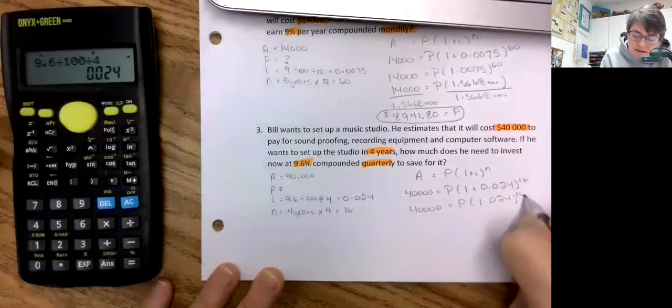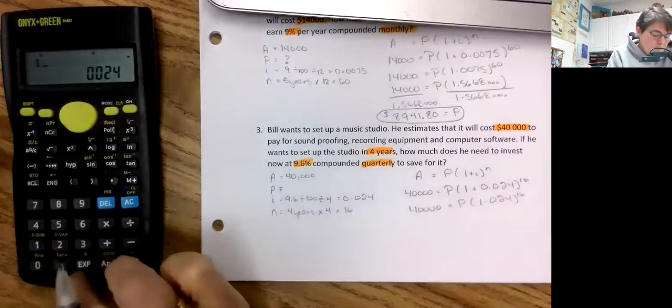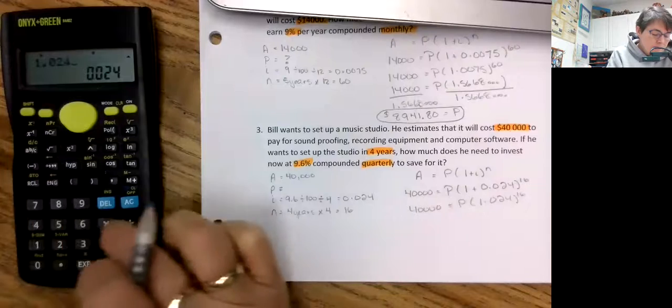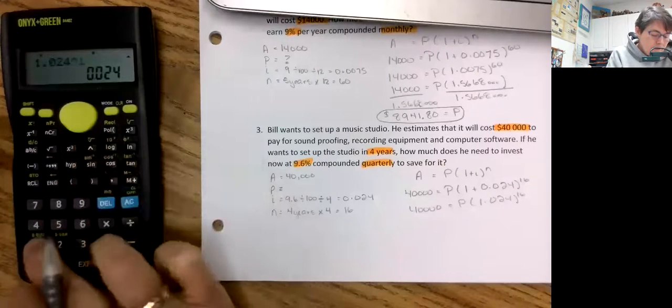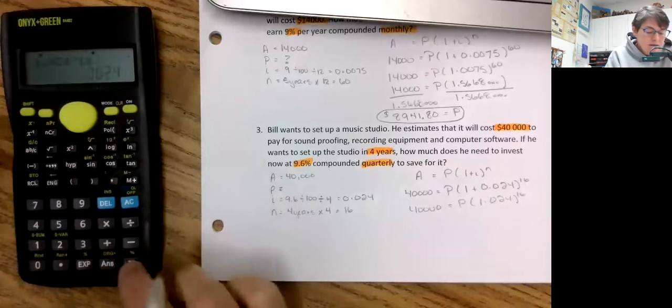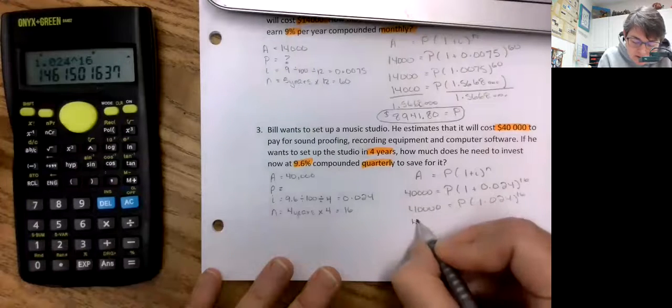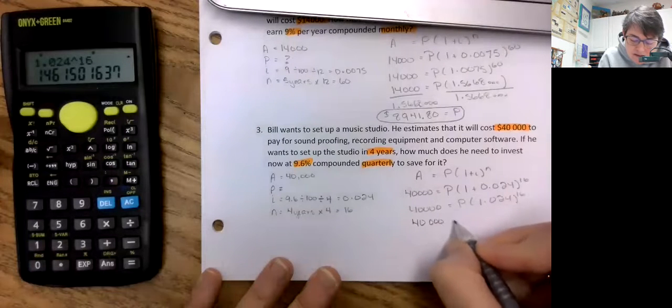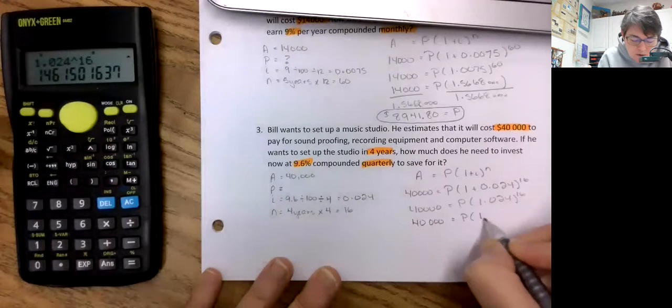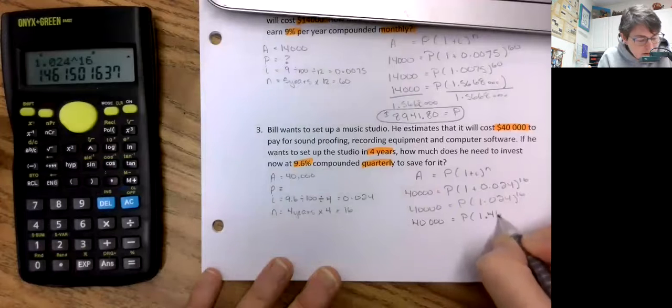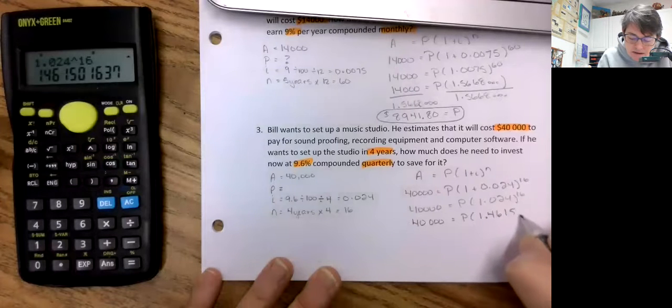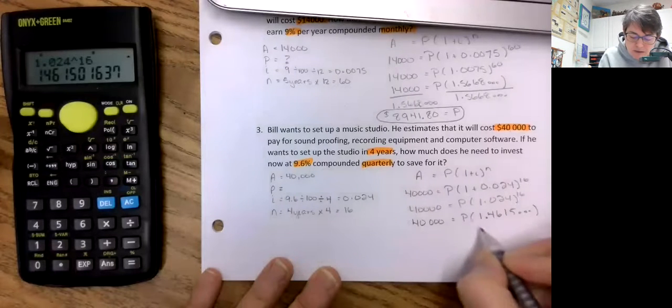1.024, 16th power. So 40,000 is equal to P times 1.4615, and a bunch more numbers.